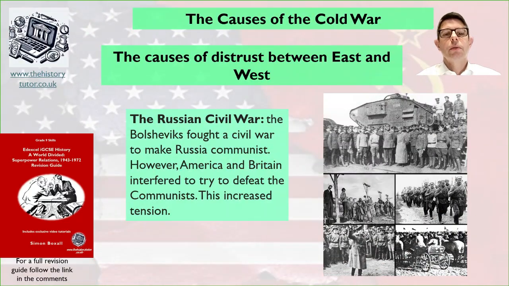You then get the Russian Civil War. The Bolsheviks fought a civil war to make Russia communist, crushing all the democratic opposition and non-democratic opposition. Mistrust develops in a different way here. The Americans and British interfere in the war. They support the whites against the communist reds, and that develops further mistrust.